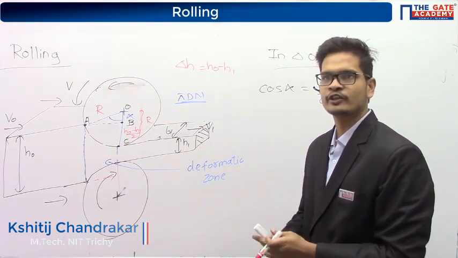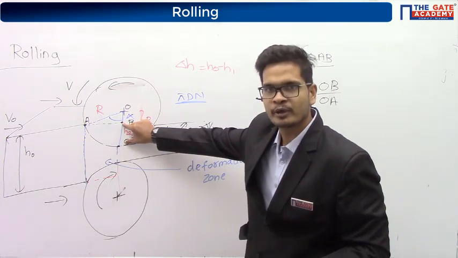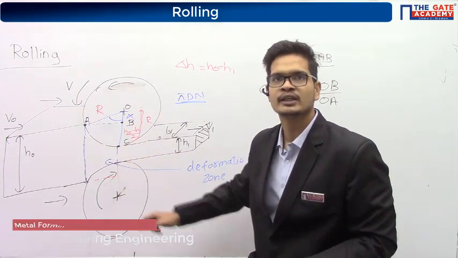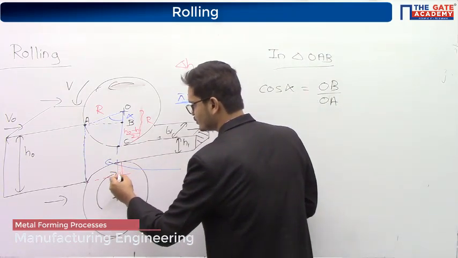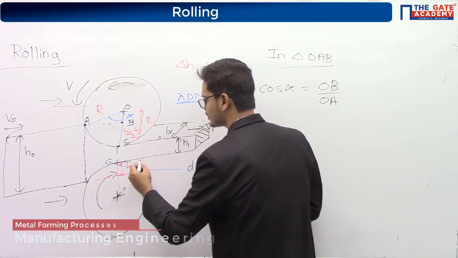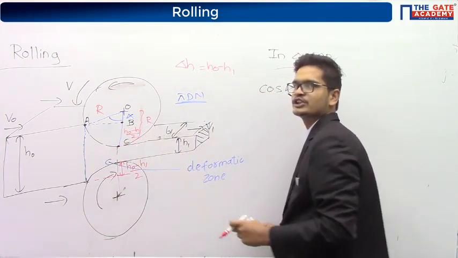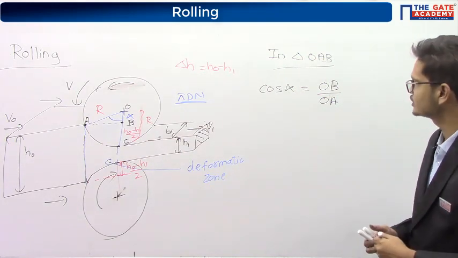Because the total deformation is taking place at two places. Here H naught minus H1 by 2 will be taking place, here also H naught minus H1 by 2 will be taking place. So total combined deformation will be H0 minus H1.